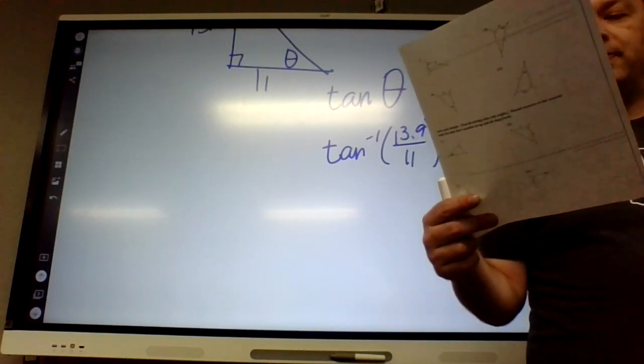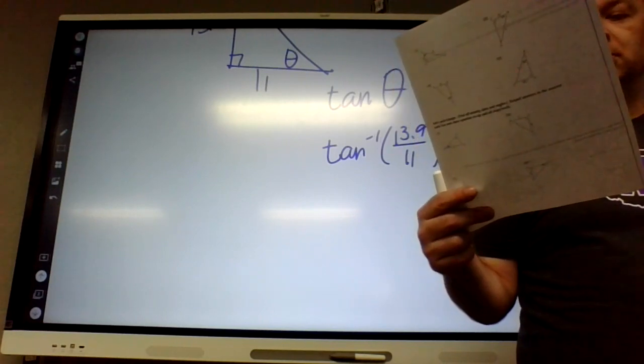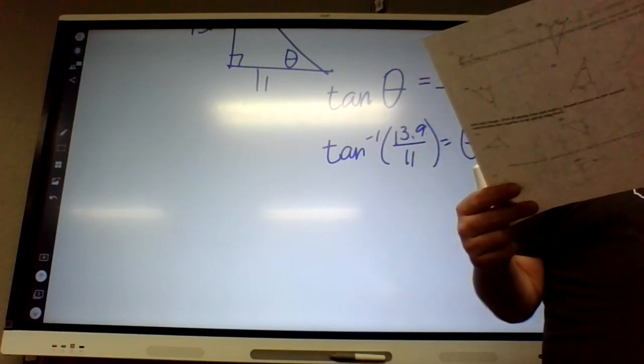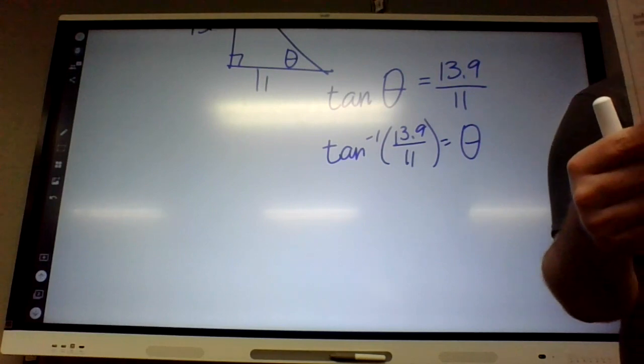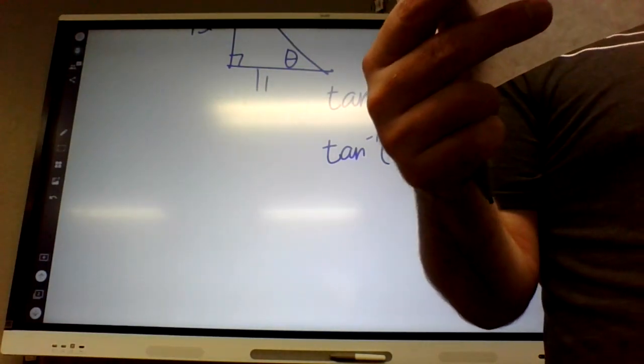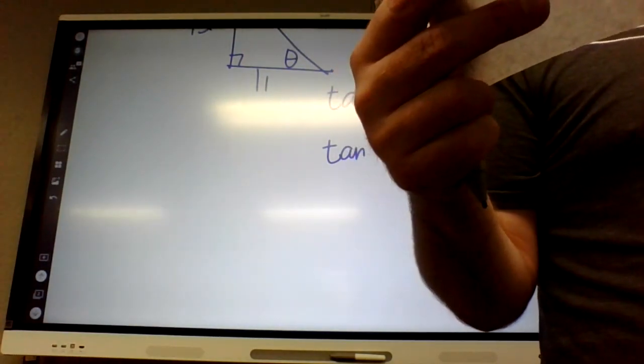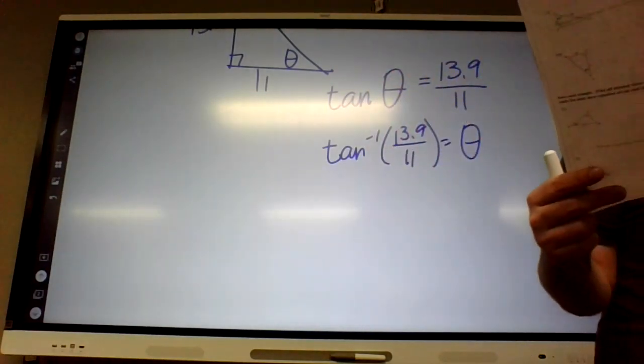How about number 5? Tangent inverse of opposite over adjacent. So what's opposite on number 5? 10. So it's tangent inverse of 10 ninths.